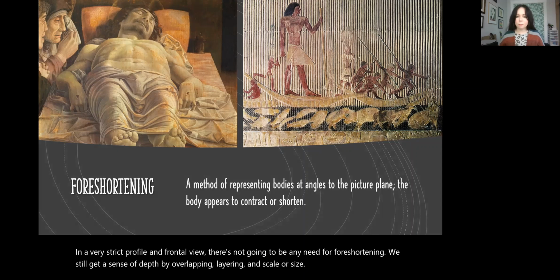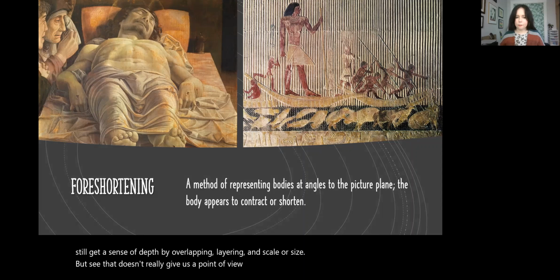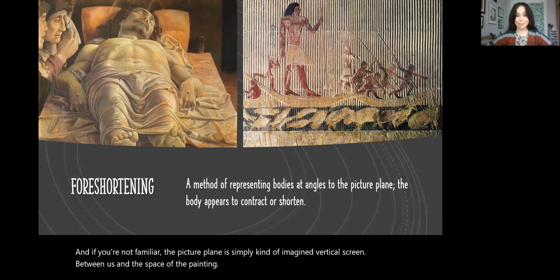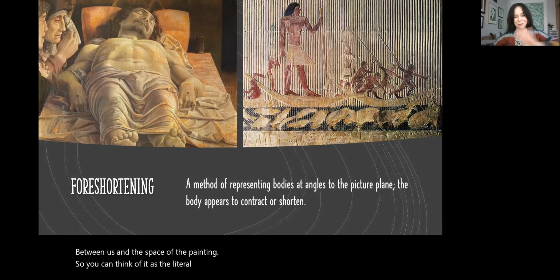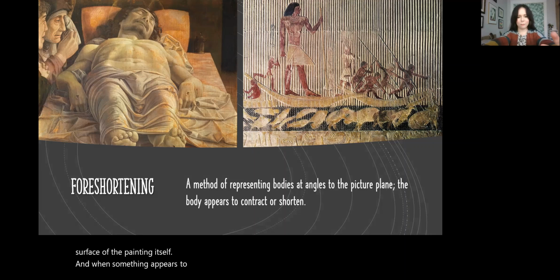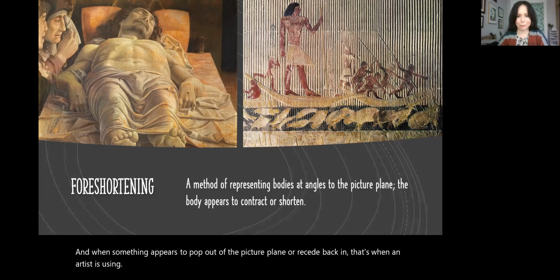But see, that doesn't really give us a point of view, a perspective, right? When we foreshorten something, it puts us in relation to that object. And if you're not familiar, the picture plane is simply kind of that imagined vertical screen between us and the space of the painting. So you can think of it as the literal screen of your computer. You could think of it as the flat surface of the painting itself. And when something appears to pop out of the picture plane or recede back in, that's when an artist is using foreshortening.